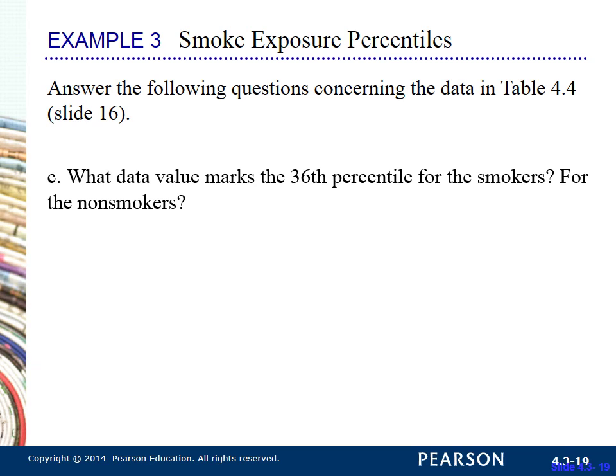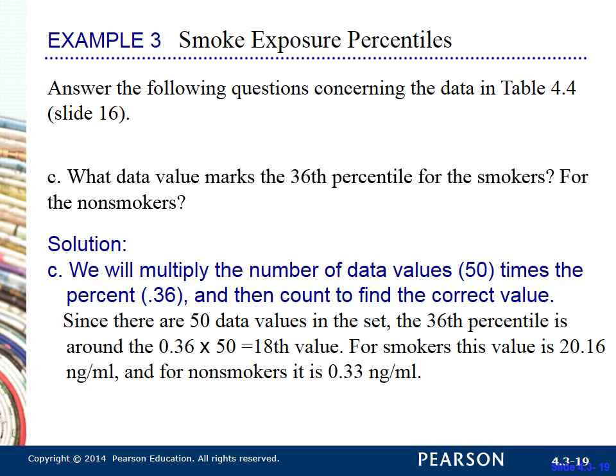What data value marks the 36th percentile? So here we're working backwards. I'm giving you the percentile for the smokers and then the non-smokers. So if I know the percentile, I will multiply it by the data set and then count up. So we'll multiply the data values. I have 50 times that percent, 0.36, and then count. So we have to just count up. 50 times 0.36 is 18. So I'm going to count up on my table to get to the 18th value. For the smokers, this is 20.16, and for the non-smokers, it's 0.33.